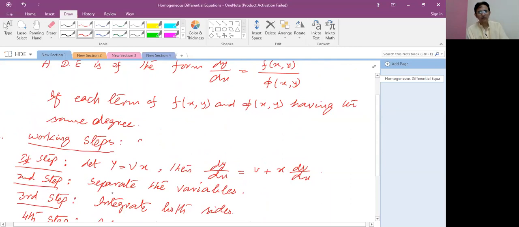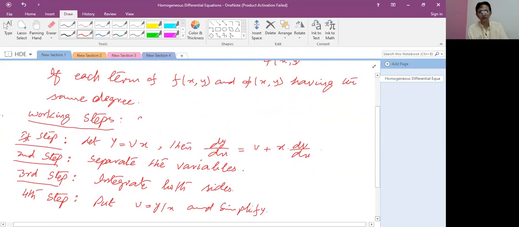Now the second step is to separate the variables. In the third step we will integrate both sides, and then the fourth step is to put back the value of v as y over x and simplify, find the result. So these are the steps, student.